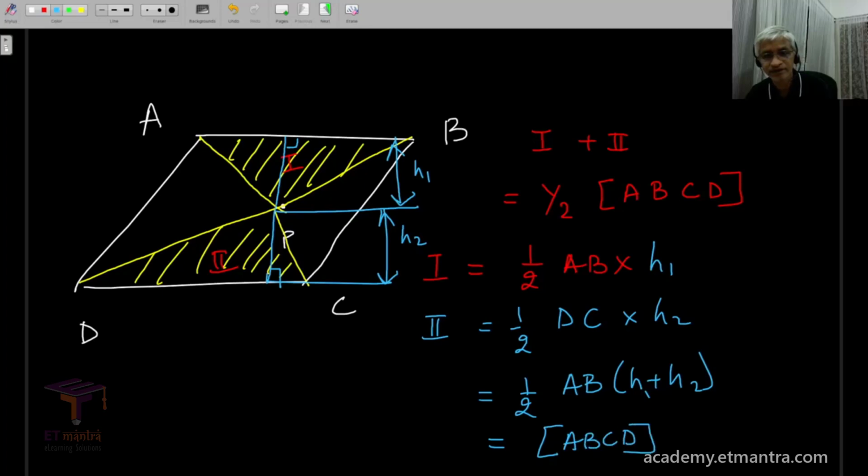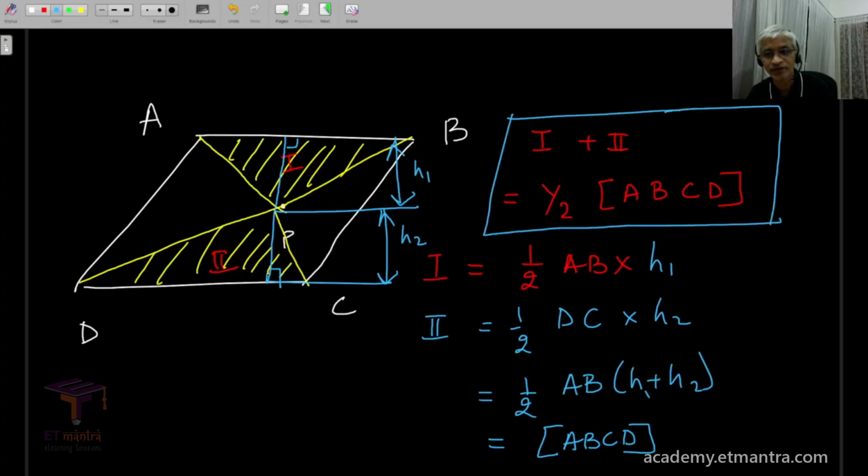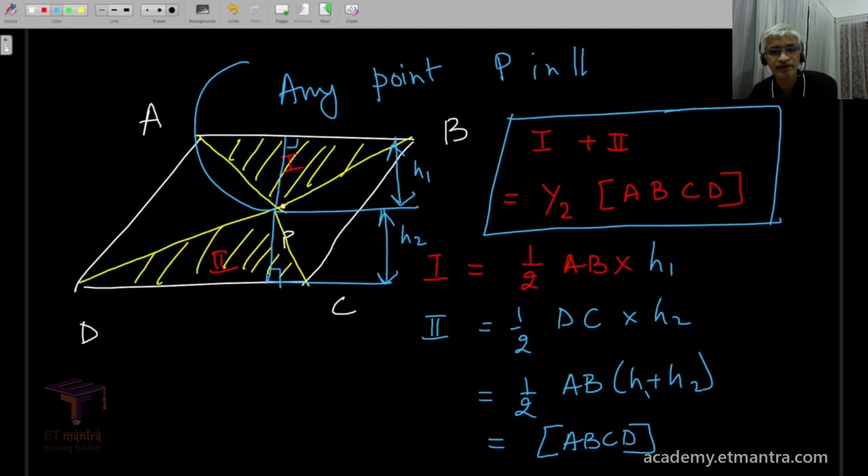And that means that 1 plus 2 is definitely going to be half of the area of the parallelogram for any point P in the interior. So these two standard results lead to an easy solution of the problem, right?